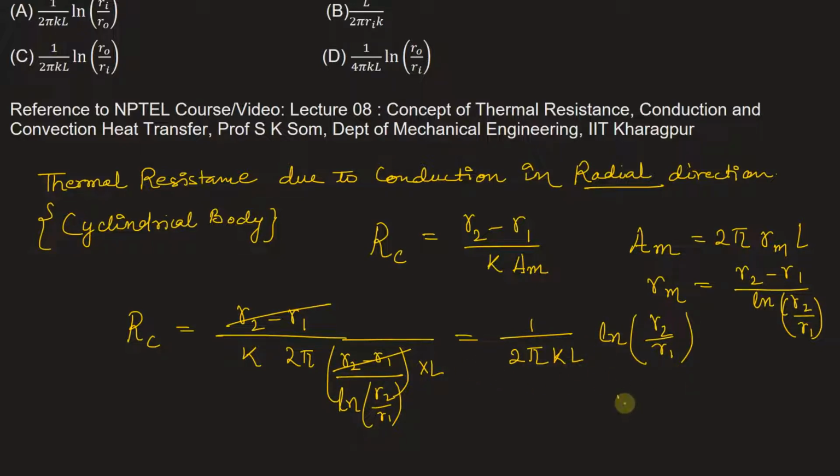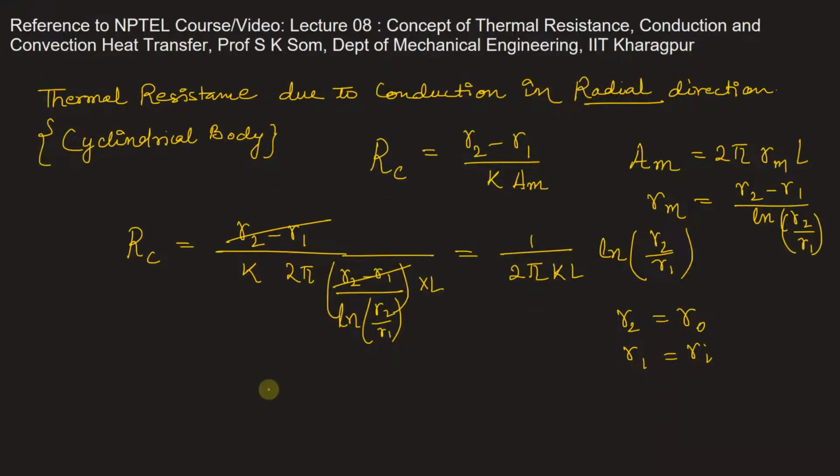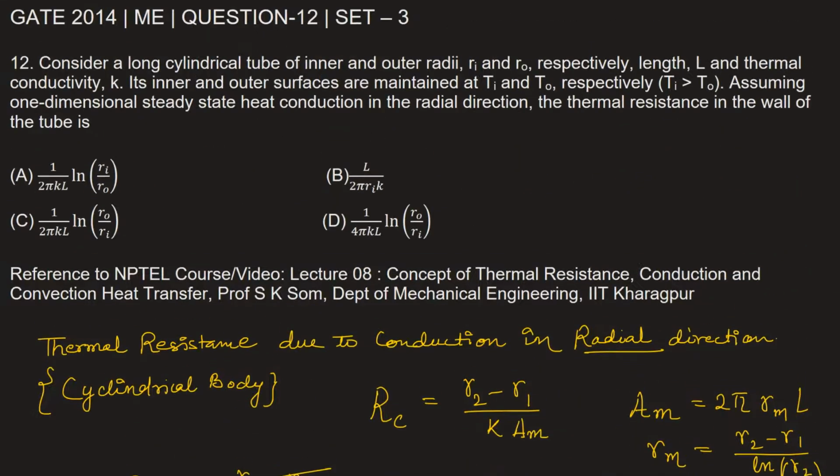Now here R2 is the outer radius, so RO, and R1 is the inner radius, so RI. So this value will be RC is equal to 1 by 2 pi K into L ln R0 by RI. Okay. So the correct option will be option C, 1 by 2 pi KL ln R0 by RI.